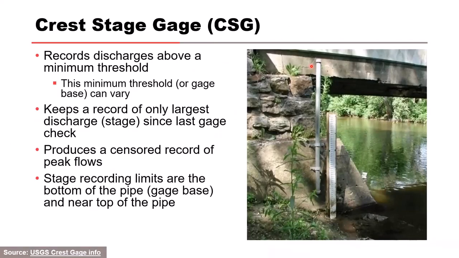Unlike a continuous stage recorder, a crest stage gauge, shown in the picture here, provides a record of the highest stage and therefore probably the highest discharge since the last time the gauge was read. A wooden rod and a cork are used to record the maximum stage. So the water gets up here and moves the cork in the pipe. The next time we come and see it, we can see what the highest stage was since the last reading. It provides a limited range of stages to estimate a discharge. Flow intervals and perception thresholds are used to represent this data for flood frequency.